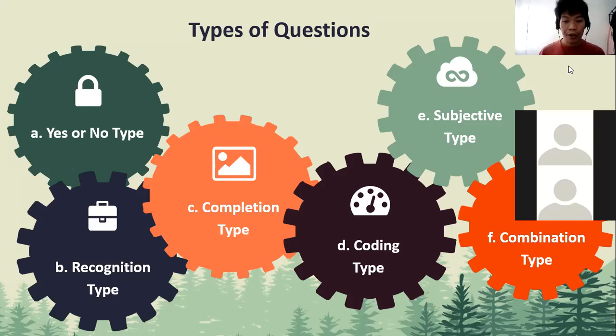Then we also have coding type. When you say coding type, it's a scaling type of question. So the question will ask you, based on your experience, to scale 1 to 10, depending on the question or statement. It can also be a Likert scale. Then, subjective type. Subjective type is an open-ended question, meaning based on the opinion of the respondents. And we have the combination type, a combination of any of these types of questions.